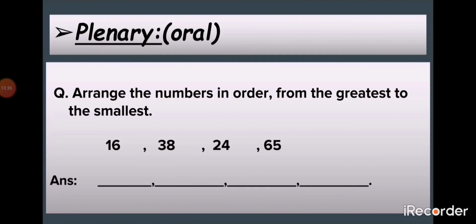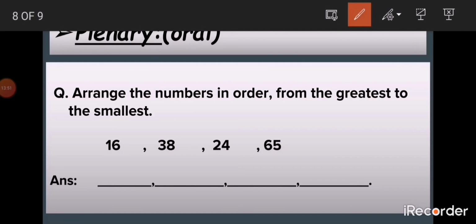Now we are winding up our lesson. Plenary. Arrange the numbers in order from the greatest to the smallest. Here are two digit numbers. First number is 16, second is 38, then 24, then 65. And you have to arrange them from the greatest to the smallest.